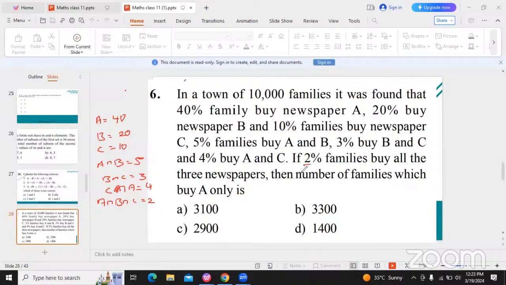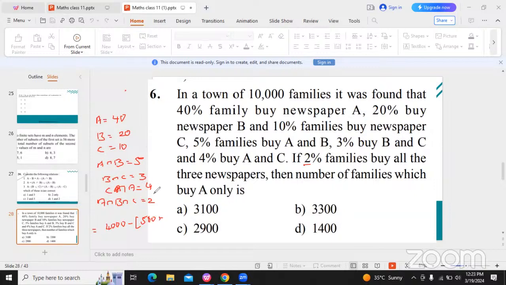Now just try to find the cardinality of that. What are the numbers? N of A is 4,000, because 10,000 families are there. 40% means 4,000, and 10% means 1,000. Next, minus N of A intersection B, that is 500.